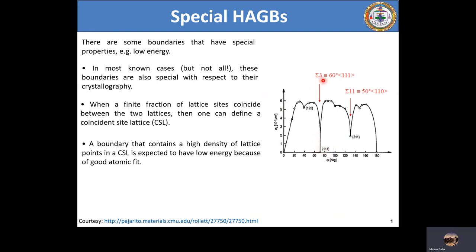So let's come back to the point. If it is a sigma 3 60 degree 111 twin in the case of aluminum, this has a very low grain boundary energy, as you can see. It's a 111 plane. If you look at another kind of sigma boundary, there is the sigma 11 boundary. So there are the sigma 11 boundary and the sigma 3 boundary. Sigma 11 boundary is 50 degree 110. I will tell you how these misorientation angles and misorientation axes are determined.